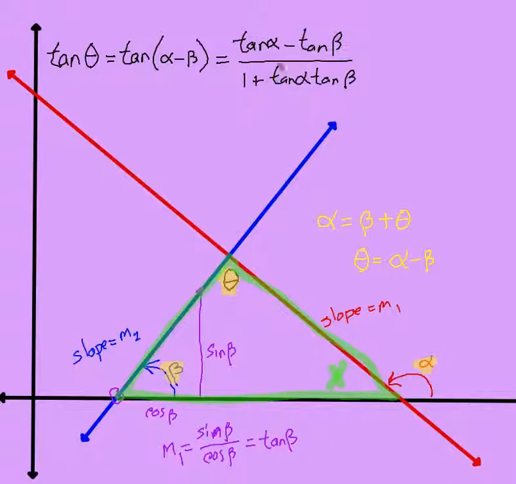Now, the tangent of alpha. Alpha is this angle down here. Alpha is the angle of inclination. We know that the angle of inclination and the slope are related. The tangent of alpha is m1. So if I have the slope of this red line, I can plop it into here.